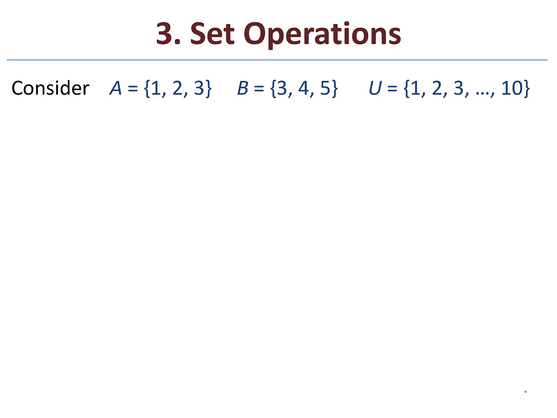Now we move on to set operations. In the same way that we can take numbers and add or subtract them and come up with new numbers, we can do operations on sets, where I combine sets together to get new sets. So consider the set A, which is 1, 2, 3, set B, which is 3, 4, 5, and both of these sets live in the universe, which is the integers 1 through 10.